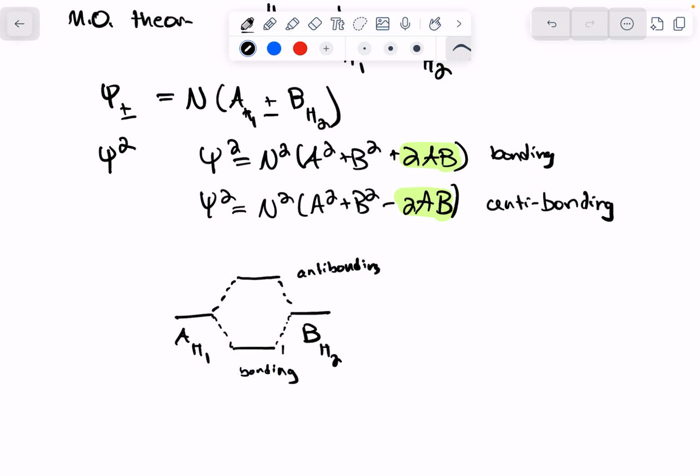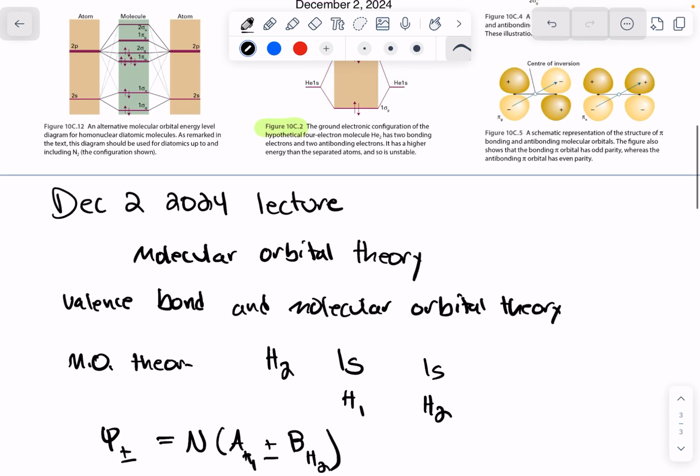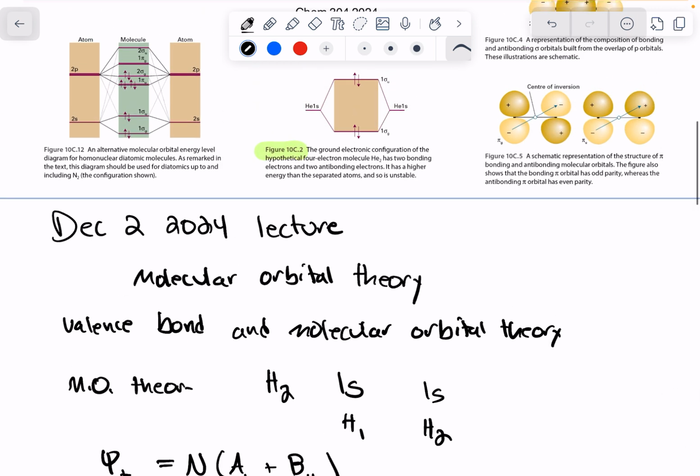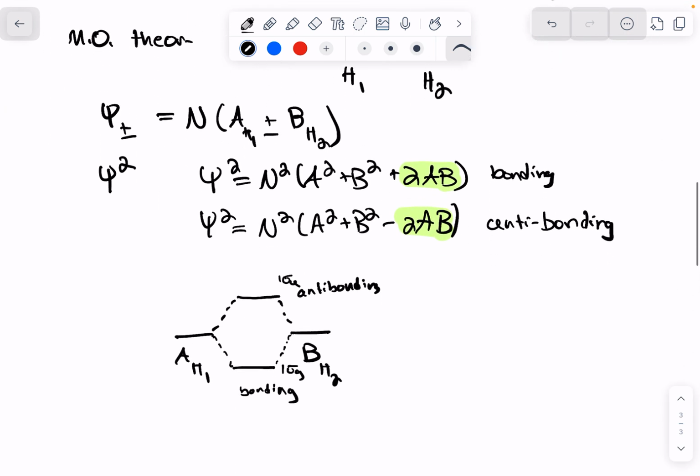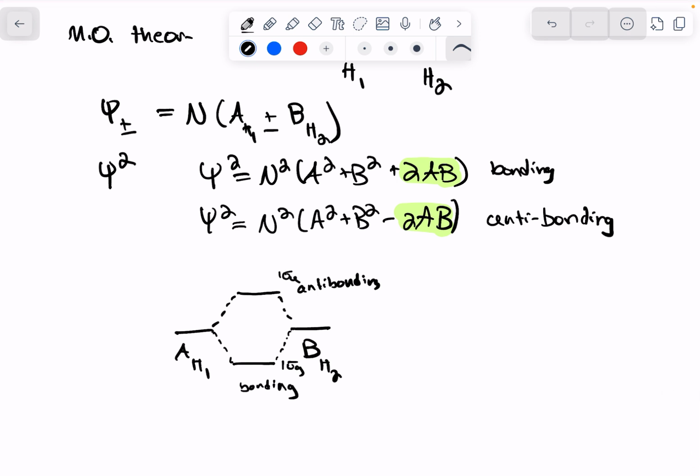Okay, this is sigma 1G. And then this usually is labeled 1 sigma U. I don't necessarily like that. Some of the terms that you end up seeing, you'll see that Atkins uses it here. I personally like to use the star. You'll see this as sometimes sigma G, and then you'll see this as sigma U star. And the star really just means anti-bonding, okay?